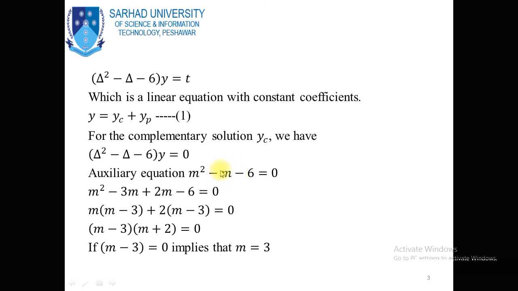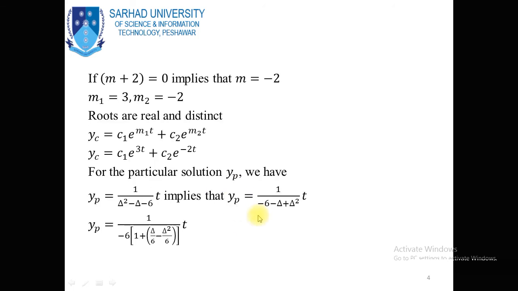The complementary solution depends on the nature of the roots of this polynomial. To find the roots of this polynomial by factorization using sum and product, m square minus 3m plus 2m minus 6 is equal to 0. Taking common m, we obtain m into m minus 3. Now taking common 2 from these two terms, 2 into m minus 3 is equal to 0. Now we can write m minus 3 into m plus 2 is equal to 0. m minus 3 is equal to 0 means m is equal to 3, and m plus 2 is equal to 0 means m is equal to minus 2. So we have two real and different roots.